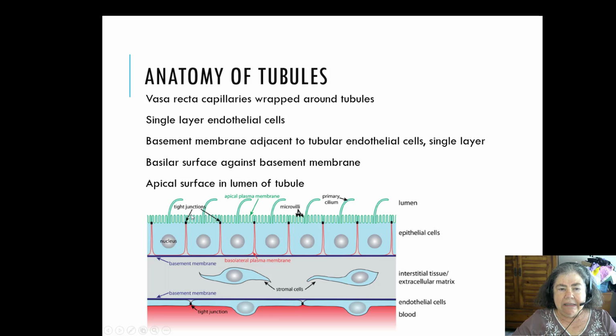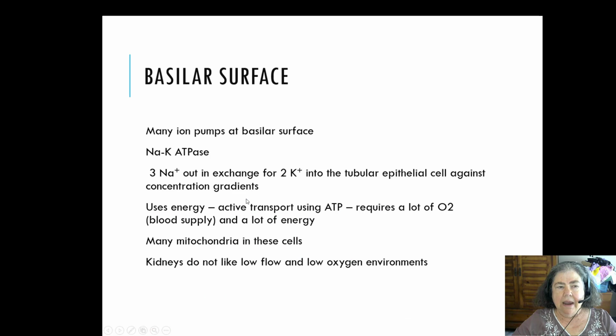It has villi, so it has a huge surface area, and it has cilia, which help to move fluid along with pressures through the tubule. Now, there are real differences in the plasma membrane on the basilar surface than on the apical surface. And we're going to start by talking about the basilar surface.